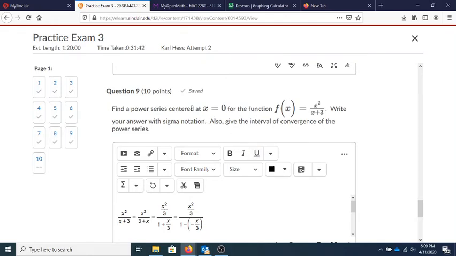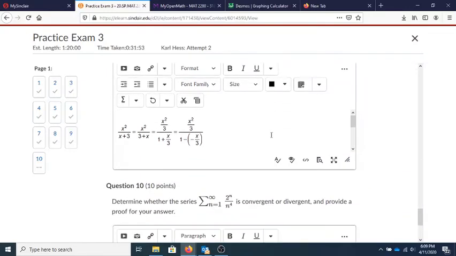I've written the power series. It's centered at 0. I've written my answer with sigma notation, but I also need to give the interval of convergence of the power series. Well, remember my r value was negative x over 3. So I need to put that negative x over 3 in between negative 1 and 1.